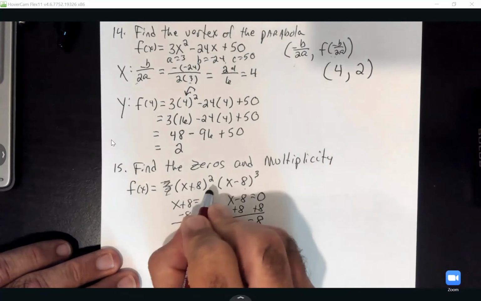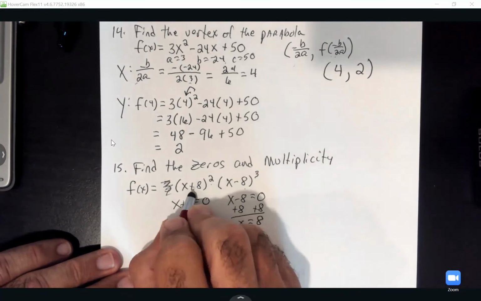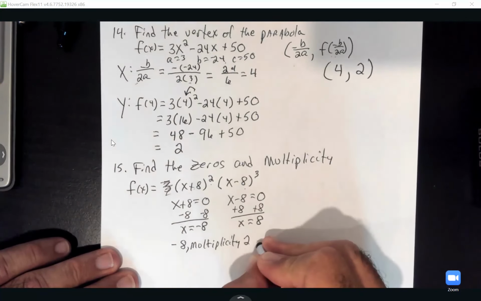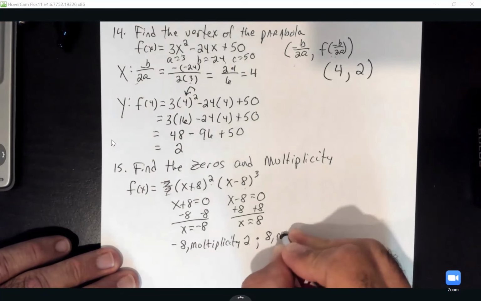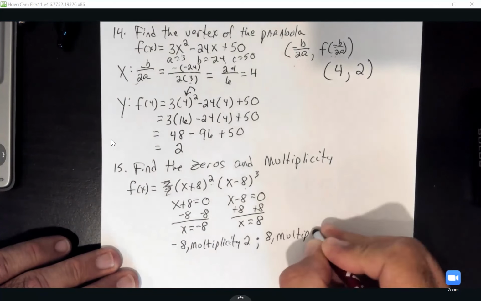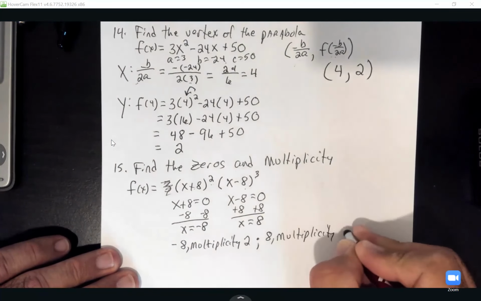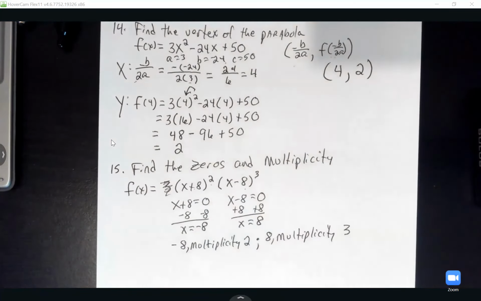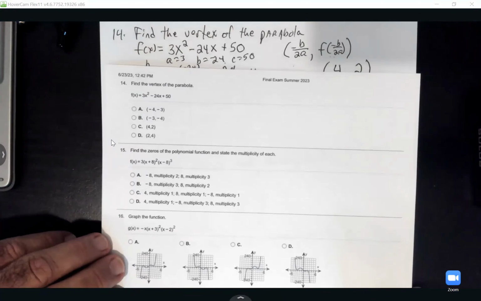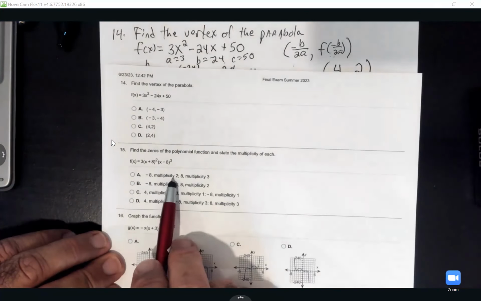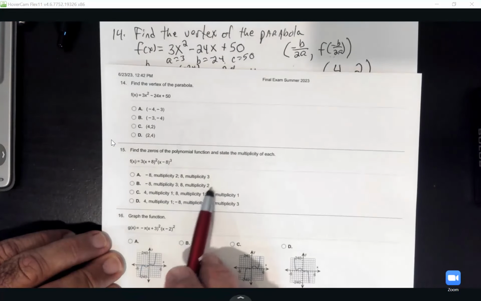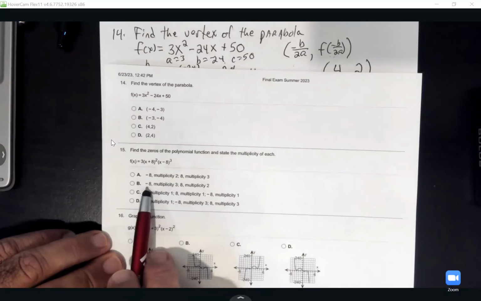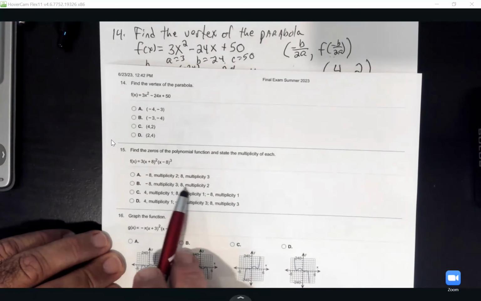2. It's going to be 2 because we got it from that factor. Good job. And then I had a 0 of 8. What is its multiplicity? 3. It'll be a 3. So notice on your answers, we had negative 8, 2, 8, 3. So we would go with A. But y'all watch out because they sort of throw curveballs at you and mix them into order, okay?